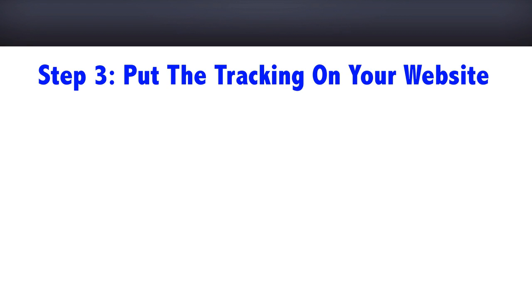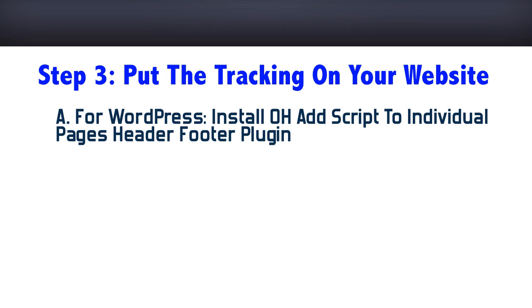Step 3, we're going to put tracking on your website. So we're going to put all the conversion tracking pixels and everything on your website. Now, if you depend on a developer to do this, then you just send the code to them and give them this video. For WordPress, you're going to install a plugin that allows you to put a script on all your pages and on individual pages as well. It's called Add Script to Individual Pages header footer plugin.